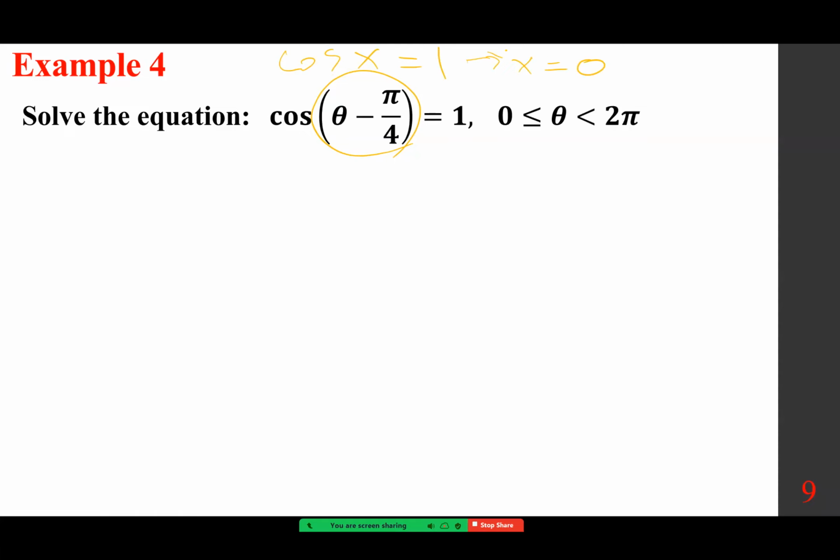Cosine is equal to 1, x must be 0. That means theta minus pi over 4 must be 0. That means theta must be pi over 4. And there's only one answer. By the way, 2 pi gives you the same answer, but 2 pi and 0 are in essence the same. That's why over here, we don't have the equality. We don't want to repeat the same thing.